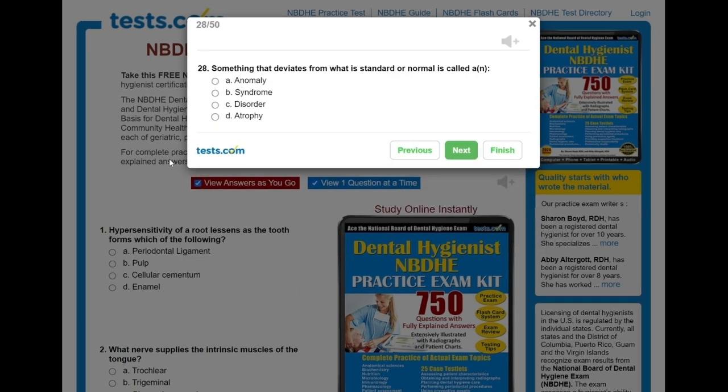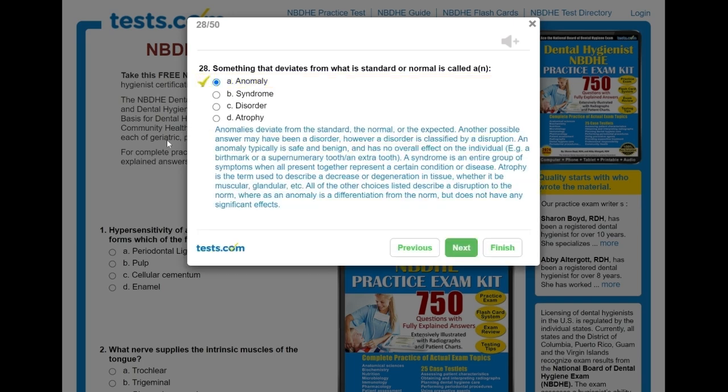Question 28. Something that deviates from what is standard or normal is called an A. Anomaly. B. Syndrome. C. Disorder. D. Atrophy. A. Anomaly. Anomalies deviate from the standard, the normal, or the expected. Another possible answer may have been a disorder. However, a disorder is classified by a disruption.